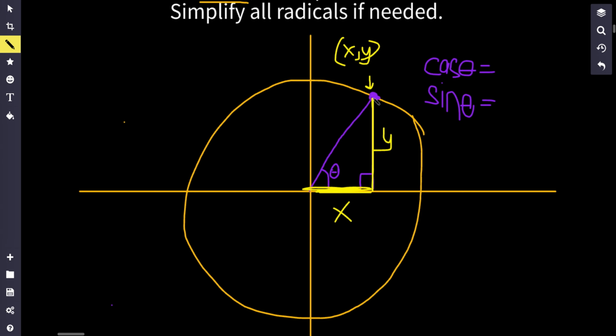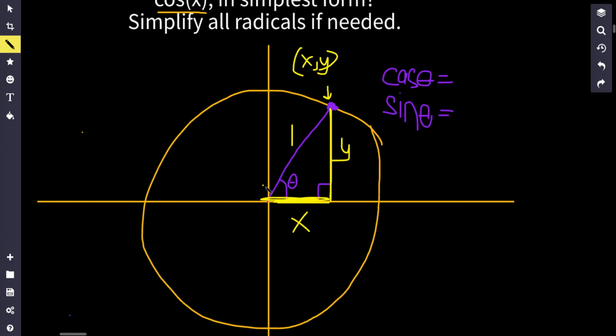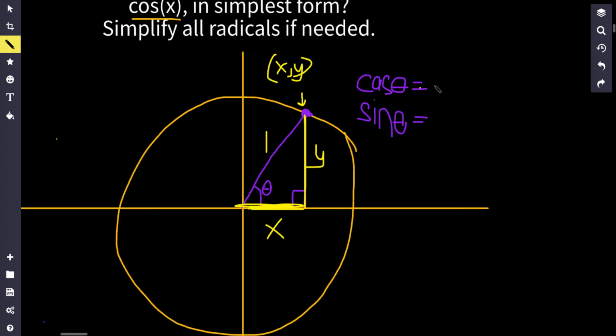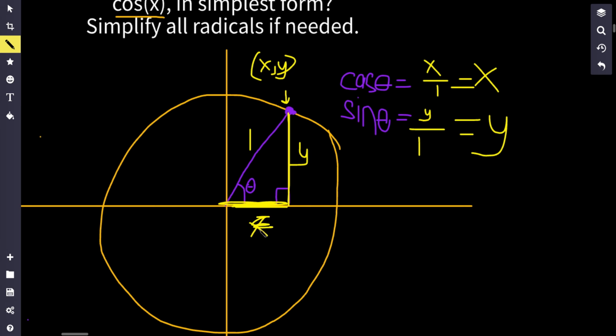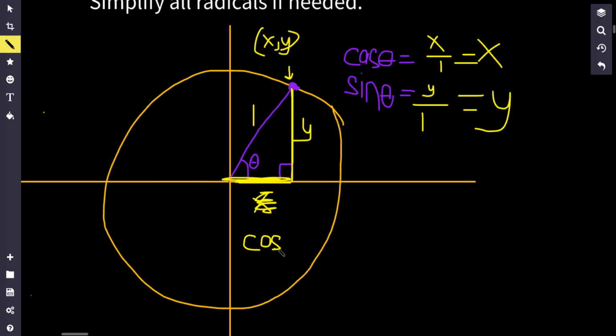And because the unit circle has a radius of 1, cosine of theta is equal to adjacent over hypotenuse, so it's equal to x over 1. Sine of theta is equal to opposite over hypotenuse, so it's equal to y over 1. So cosine of theta is equal to x, and sine of theta is equal to y. So instead of x right over here, I can replace this with cosine of theta, and instead of y, I can replace this with sine of theta, because they're equal to each other.